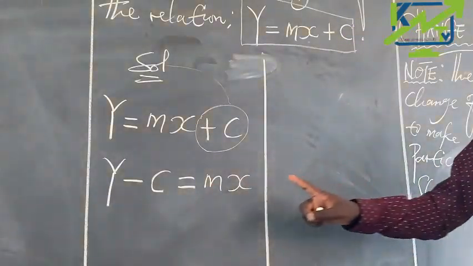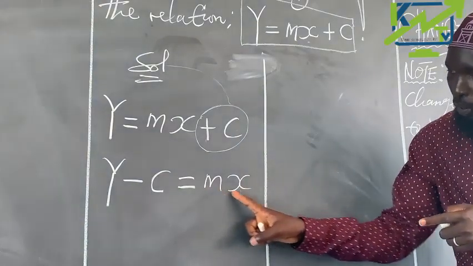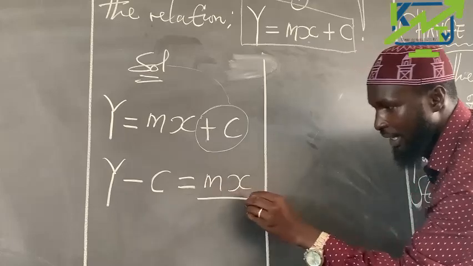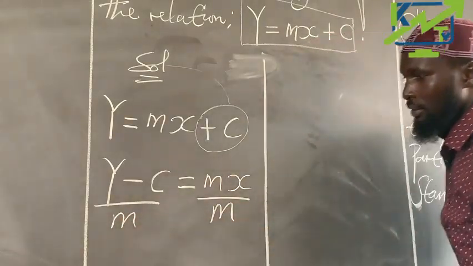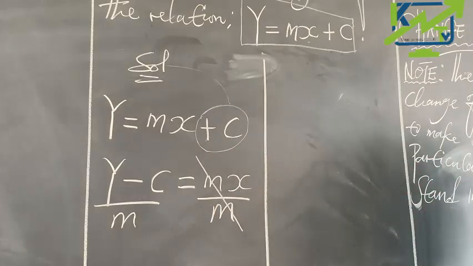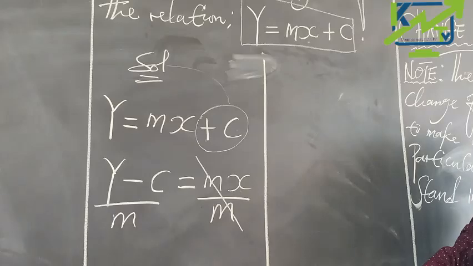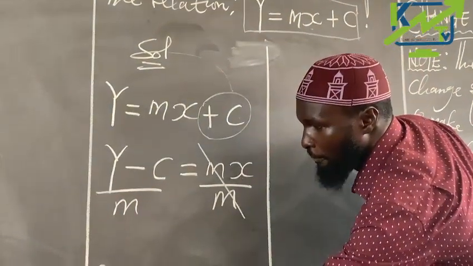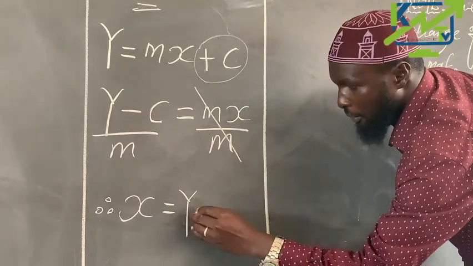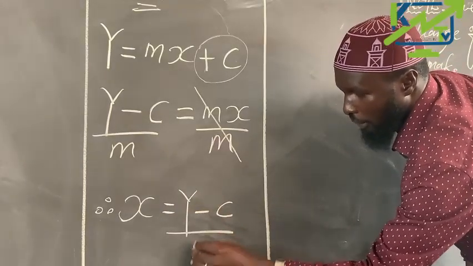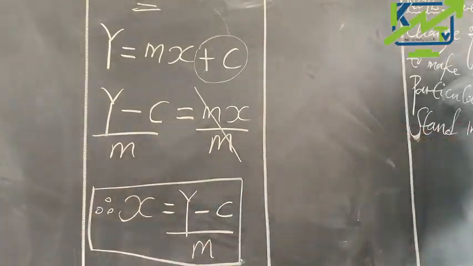Now here our intention is to make x the subject, to stand alone, and x is standing with a term there. That term is m. So divide both sides by m. Now you cancel. You either cancel them separately or with only one stroke, whichever satisfies you. So now our intention is fulfilled. Therefore, x equals Y minus c all over m, as has been stated. This is the final answer.